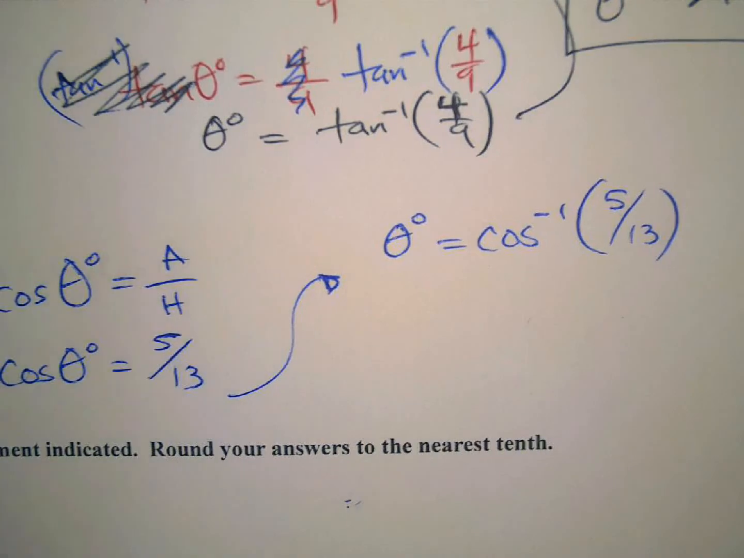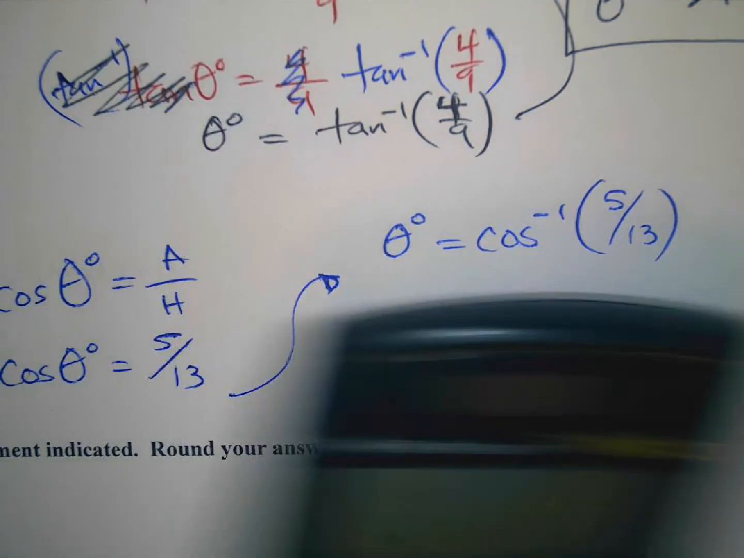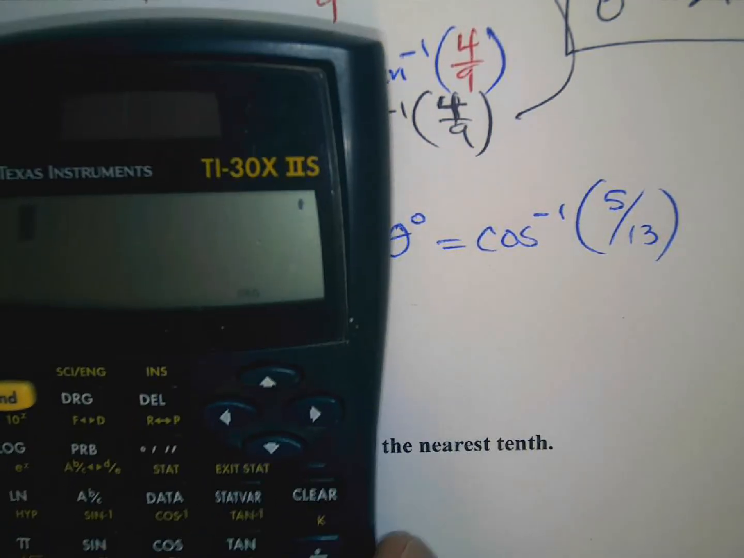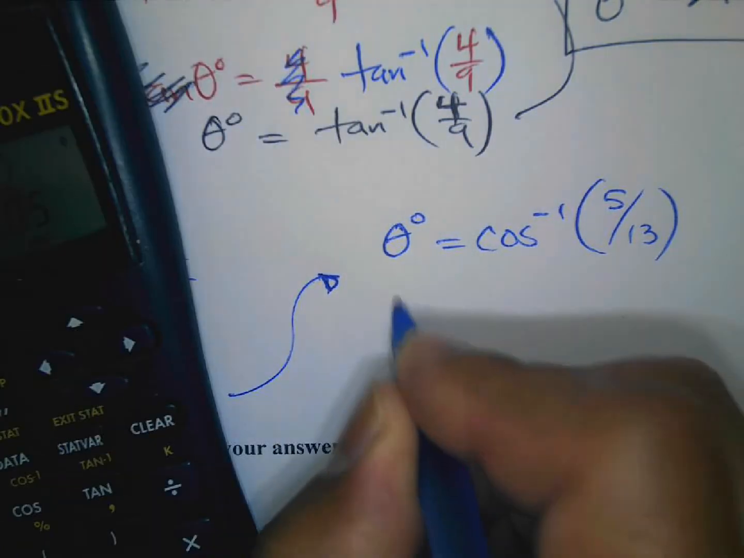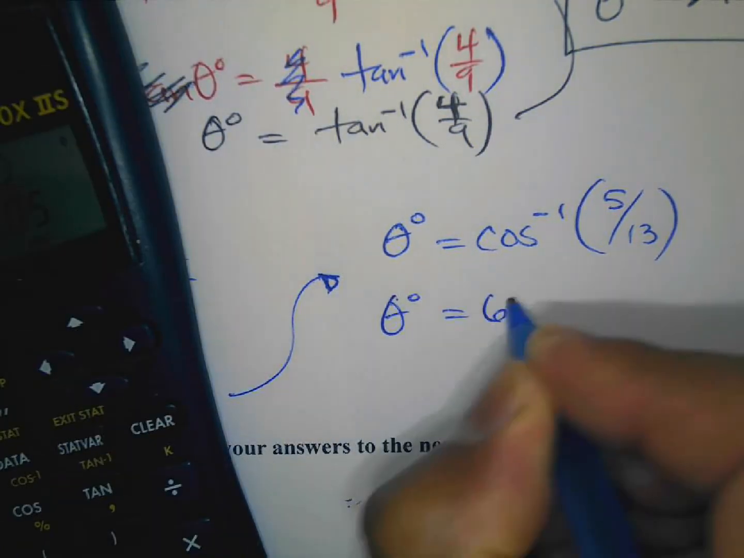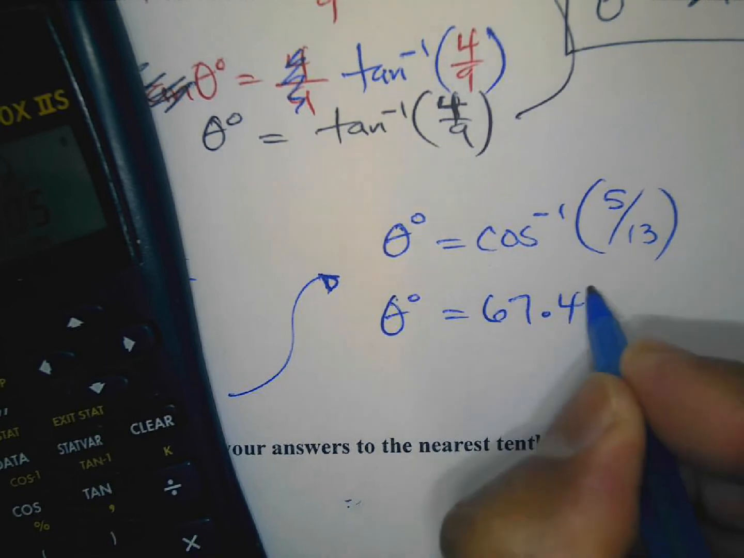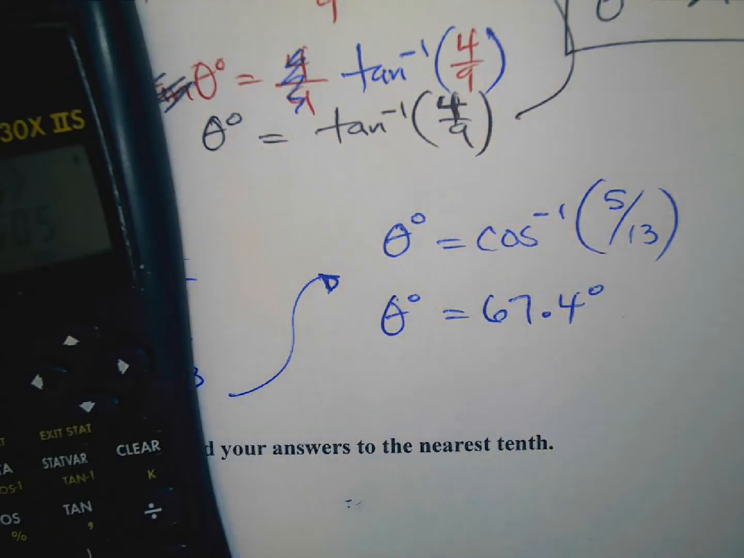So let's try that here. Second function, cosine inverse of 5 divided by 13. I get 67.38. Okay, so that one's not too close. We'll leave it at 67.4.